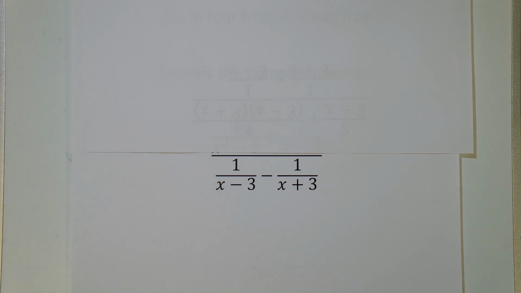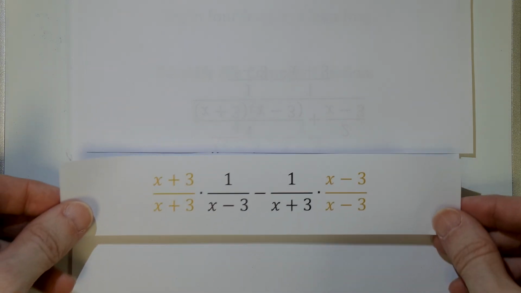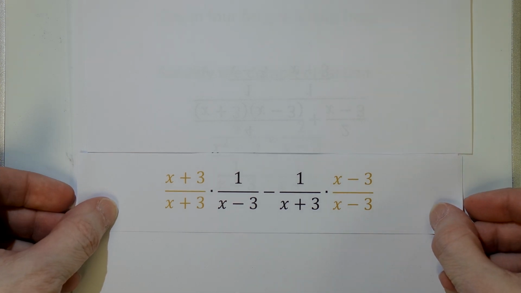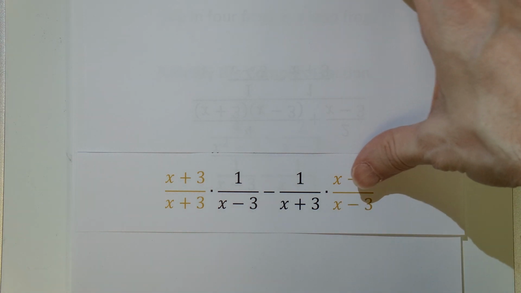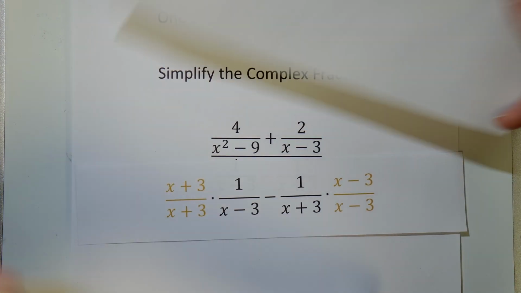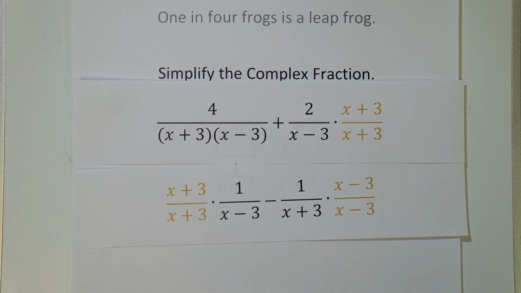my common denominator is the product of x minus 3 and x plus 3. So I will multiply the left side by x plus 3 over x plus 3, and the right side by x minus 3 over x minus 3. Now we're going to get to work. So our fraction is going to look like this.